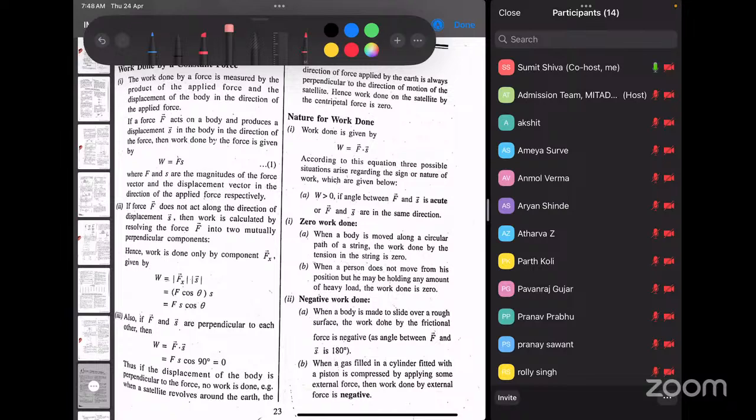Second case is, if the angle between force and displacement is 90 degree, in that case work done will be 0, and we call it zero work done. There are lots of examples of zero work done. One example I already told you, in which we found the work done by the force of gravity on the box on the head of a person.